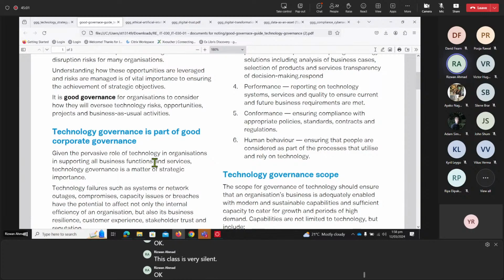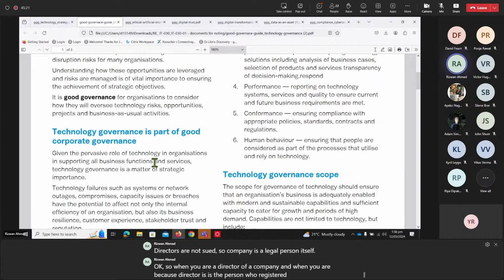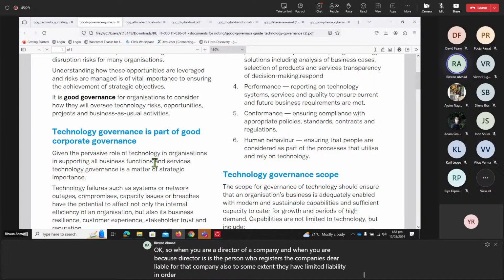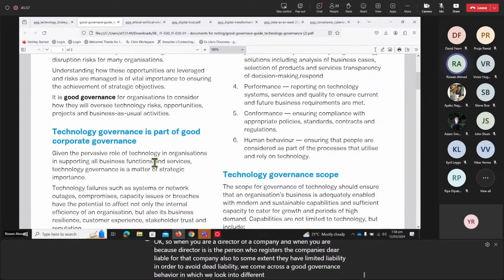Okay. A company is a legal person. A company can be sued in its own name. Directors are not sued, so the company is a legal person itself. When you are a director of a company, the director is the person who registers the company, so they're liable for that company to some extent. They have limited liability. In order to avoid that liability, we come across good governance behavior, in which we look into different aspects of the development processes and so on.